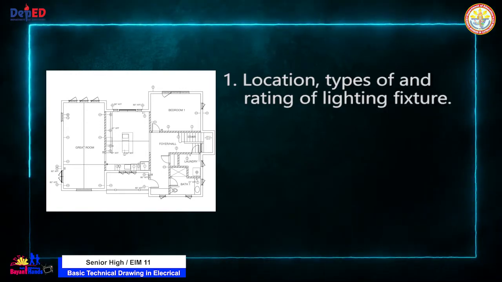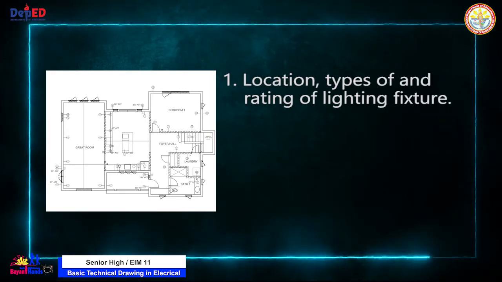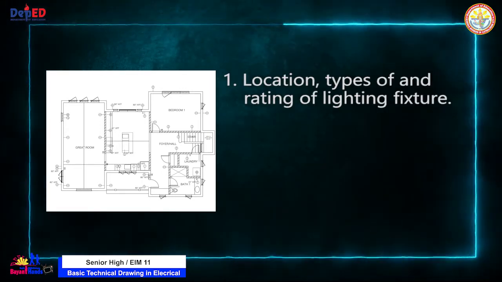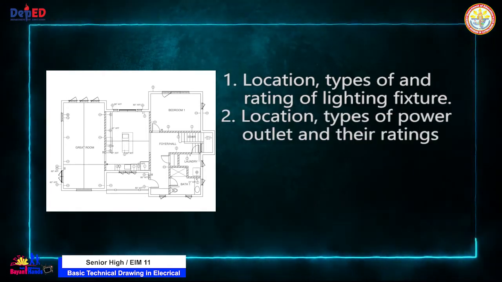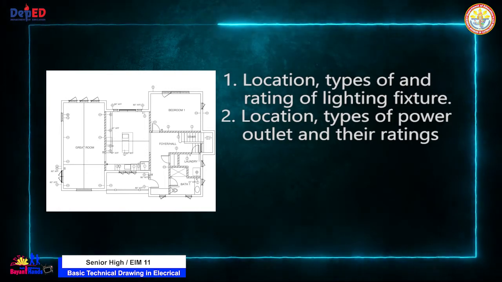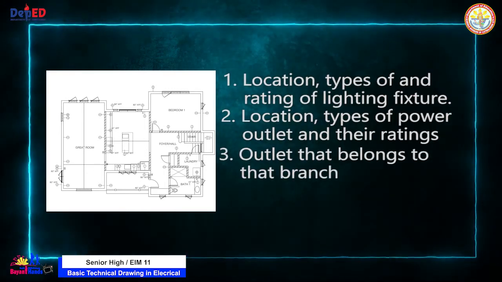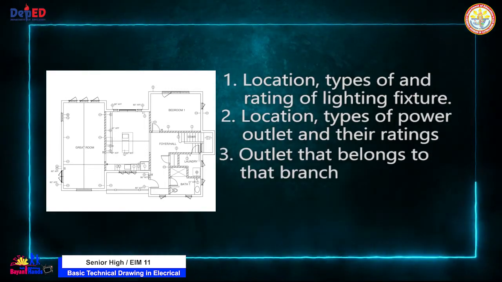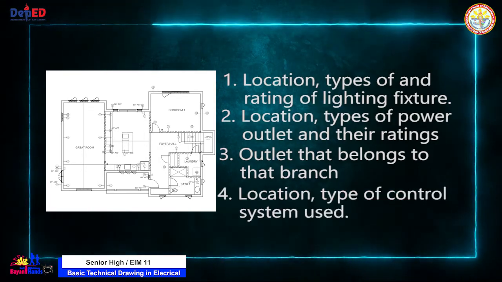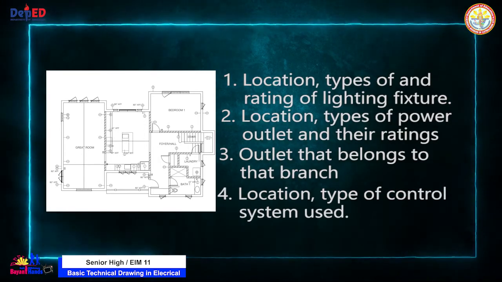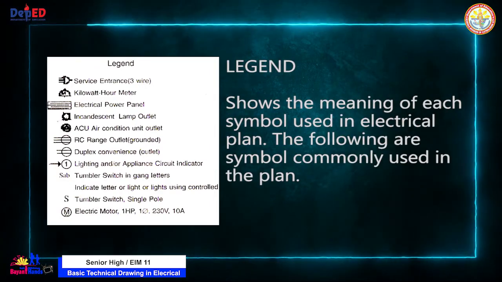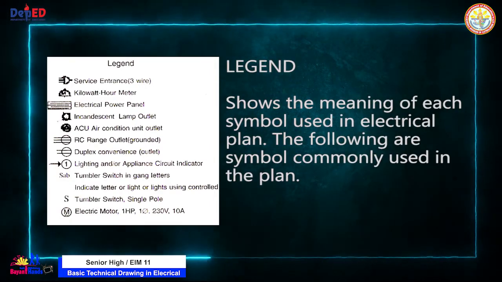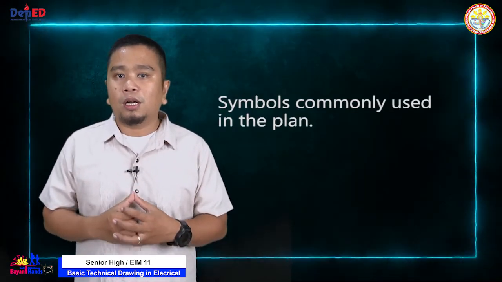Number 1. Location, types and ratings of lighting fixtures. Number 2. Locations, type of power outlet and their ratings. Number 3. Outlet that belongs to that branch. Number 4. Location, type of control system used. Legend. Legend shows the meaning of each symbol used in electrical plan. The following are symbols commonly used in the plan.